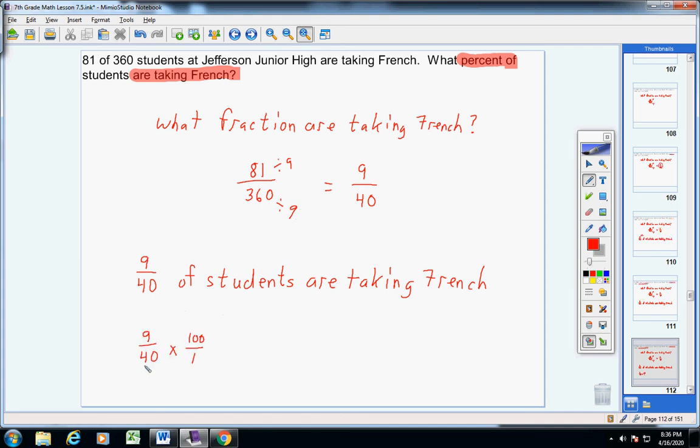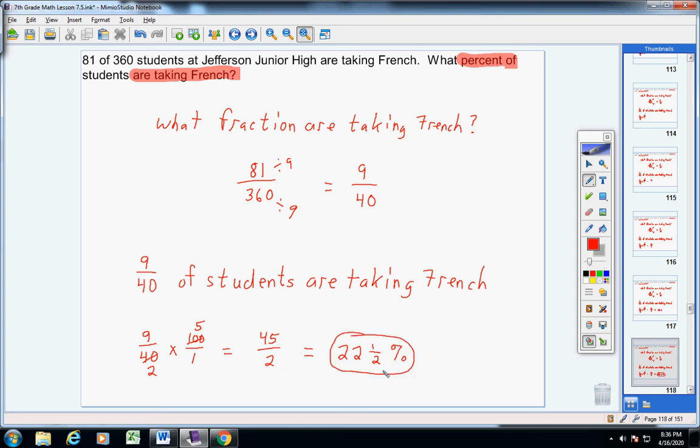20 goes into 40 twice. 20 goes into 100 five times. 9 times 5 is 45. 2 times 1 is 2. And if we write that as a mixed number, we get 22.5. And don't forget your percent sign.